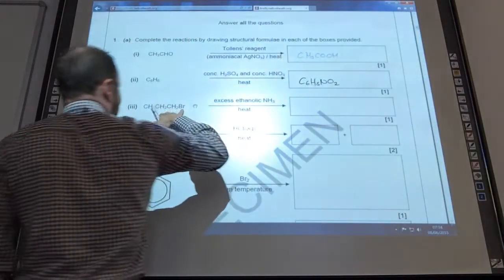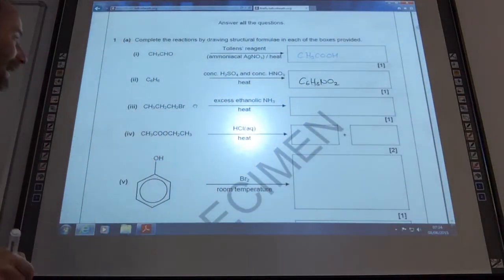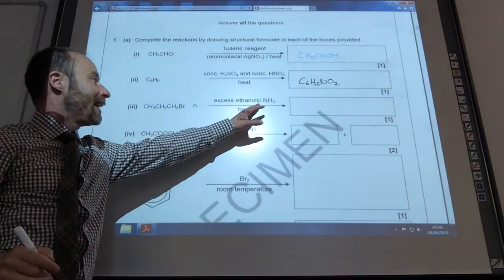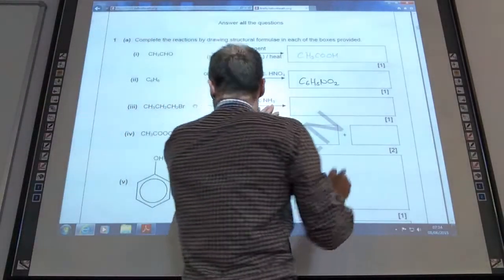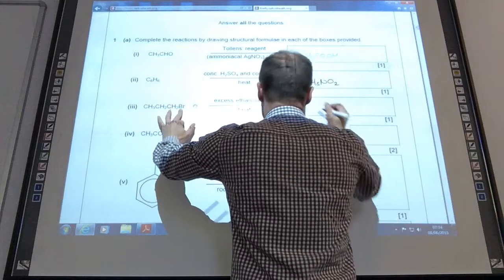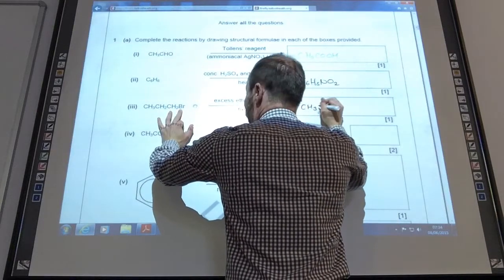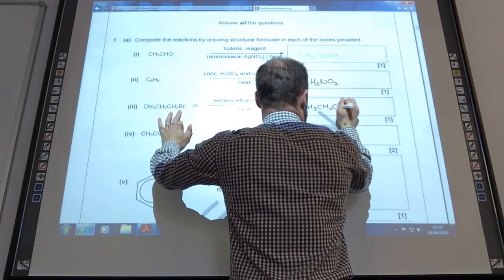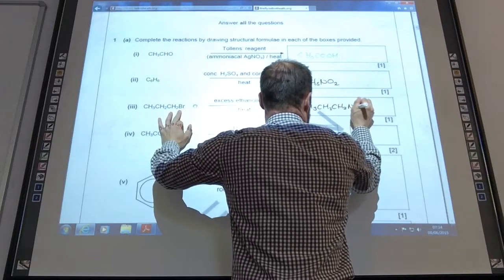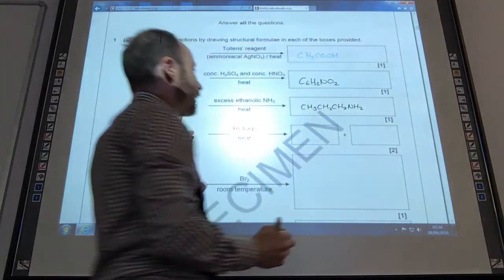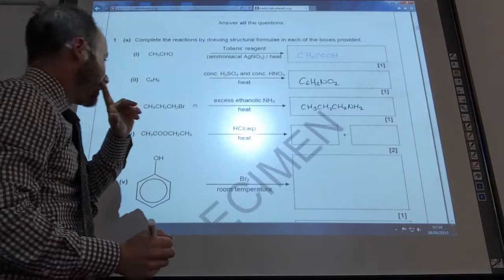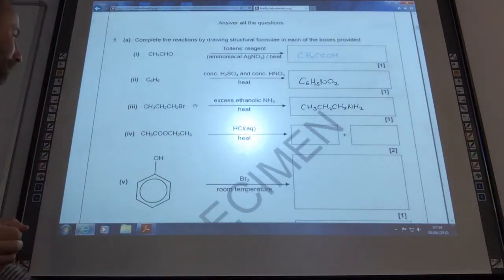You've got a halogenoalkane here being heated with excess ethanolic ammonia. That means you replace a bromine with an NH2 group to give you CH3CH2NH2, like so. So that's your synthetic route to get an amine.